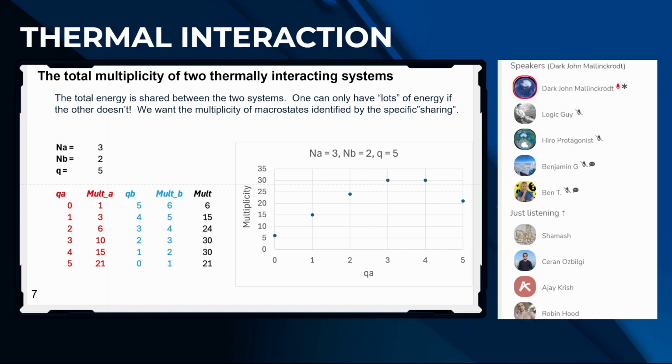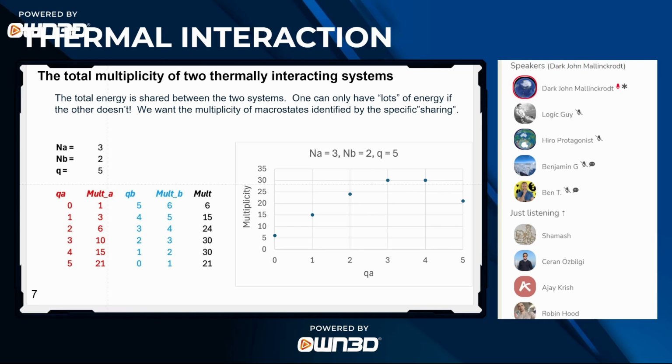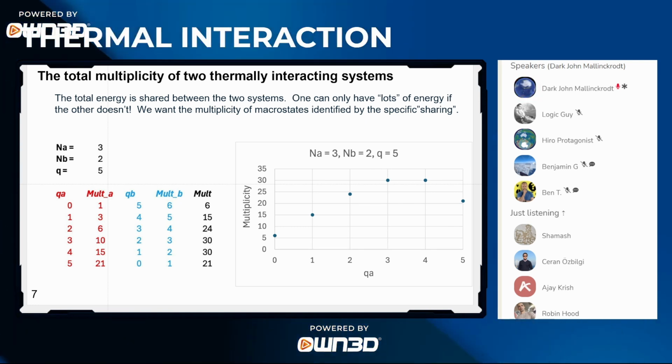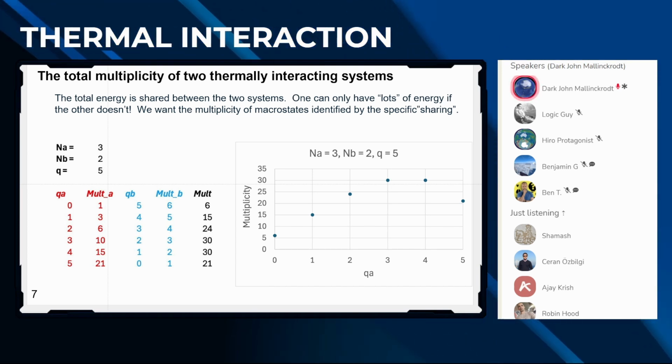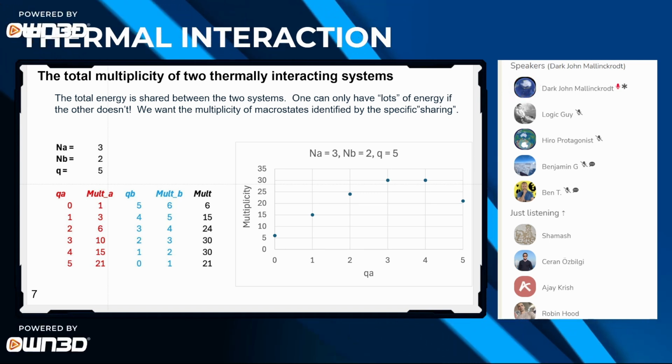But that's what I've got. And now I am going to store 5 units in the 2. And so now the question is, if I store, how do the multiplicities depend on how I divide the energies between the 2? So in the table there at the left, the first row says, let QA be 0. So let's put no energy in solid A.